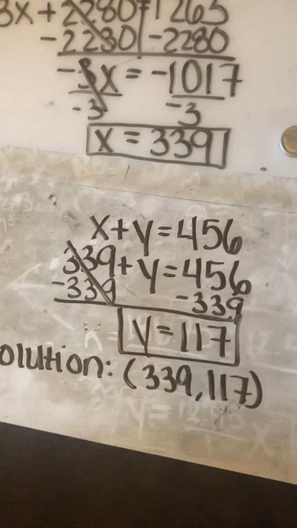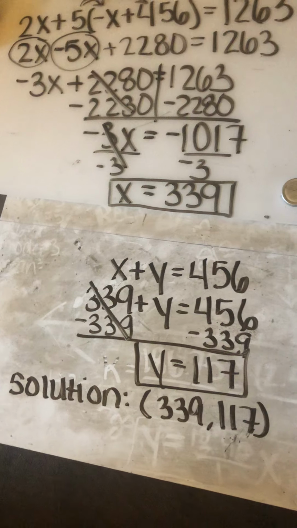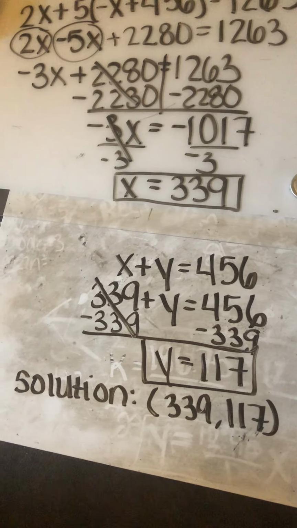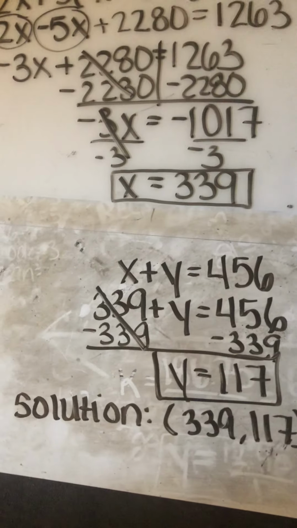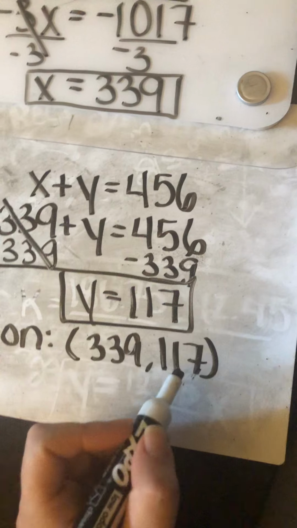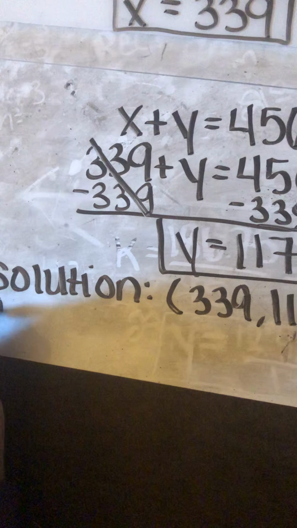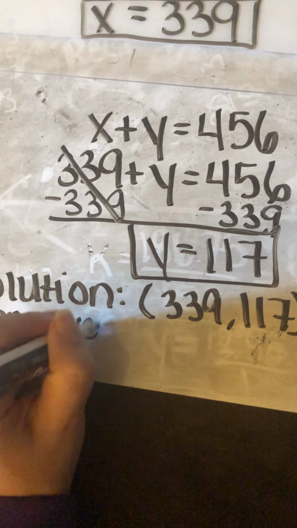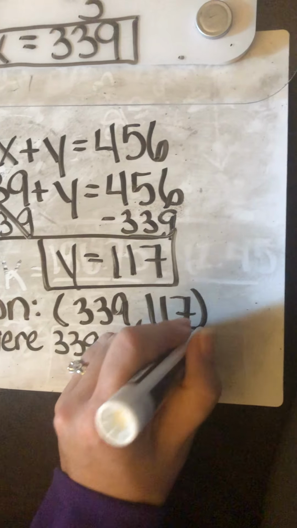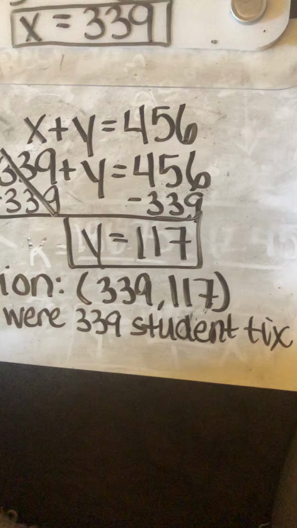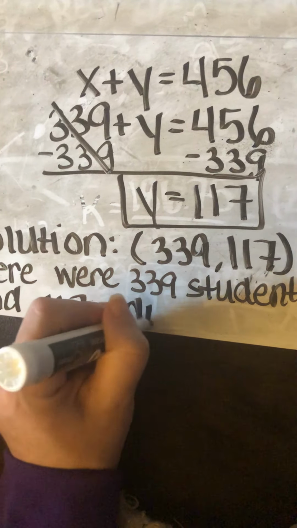Right? And then what we need to do for our final step is relate this solution back to the problem. So that's going to be your last and final step of this entire process. Okay? You're going to relate it back. So what does this 339 mean? And what does this 117 mean? That means that there were 339 student tickets. I'm going to abbreviate because I'm running out of room. And 117 adult.